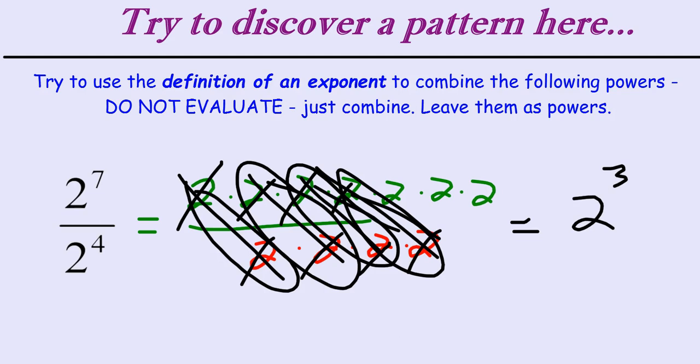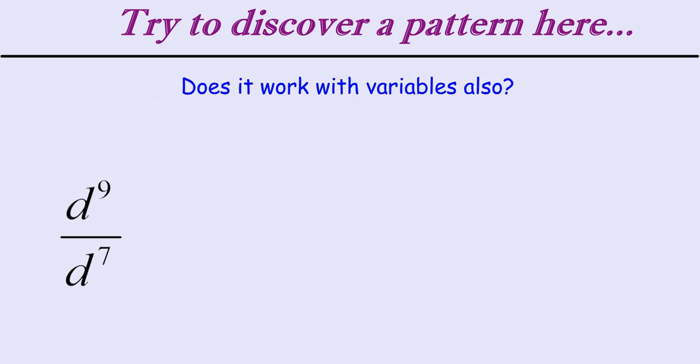So you might notice a pattern fairly similar to the one that we saw last time with multiplying, but with a slightly different idea. Let's see if the same thing is true with this example, just with variables. Again, expand those powers using the definition of exponents. Simplify what you can based on what we know about simplifying fractions, and see if you can discover a pattern with variables as well.